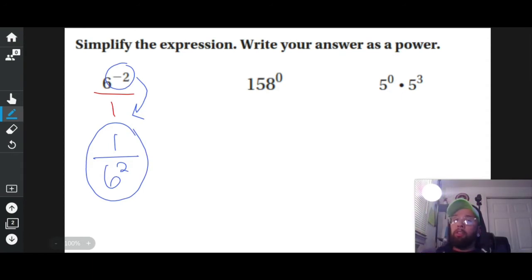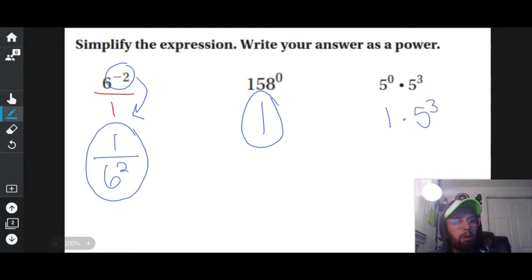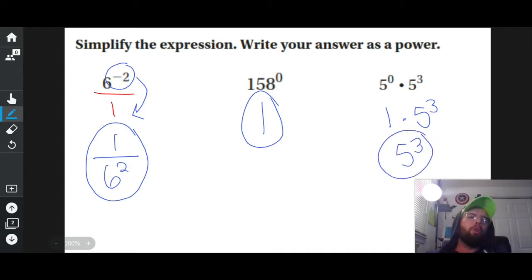What do I do with 0 exponents? Well, anything to the 0th power is 1. So 1 times 5 to the 3rd is just 5 to the 3rd. Or you could have added the exponents here, and 0 plus 3 is 3, so 5 to the 3rd. Either way, it's all good.